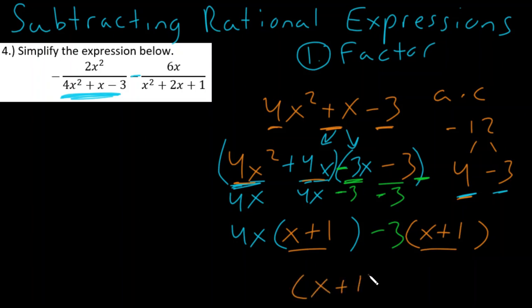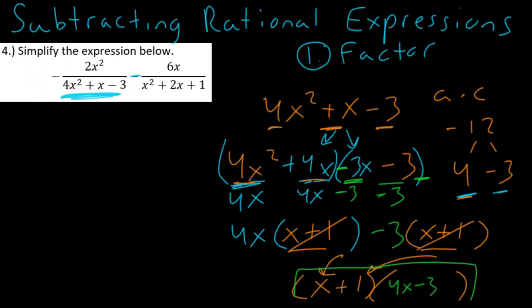So we factor out our x plus 1, and when this factors out of both of these, the leftovers are going to be 4x minus 3. With that in mind, let's start writing our problem. We have negative 2x squared over, and here this splits up into our x plus 1 and our 4x minus 3.